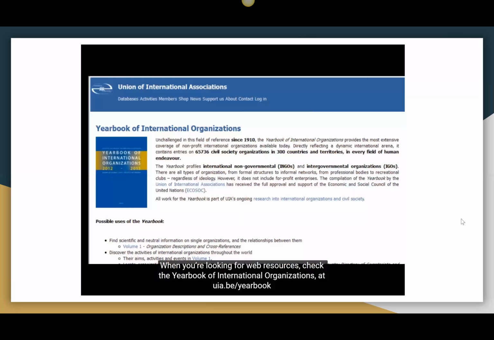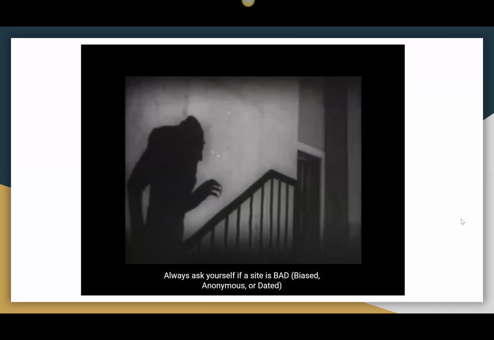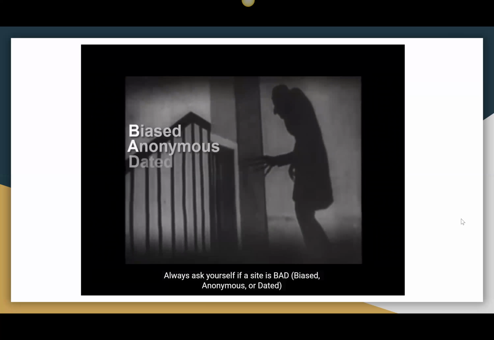When you're looking for web resources, check the Yearbook of International Organizations at uia.be/yearbook. This site offers scientific and balanced information on organizations, descriptions and cross-references, the activities of international organizations worldwide, and more. Always ask yourself if a site is bad, biased, anonymous, or dated.